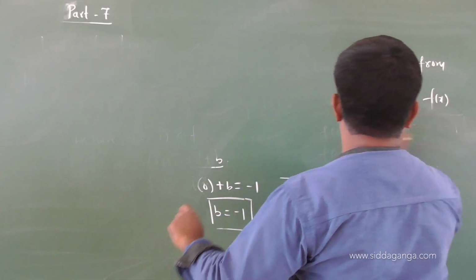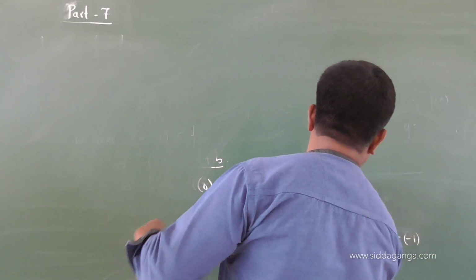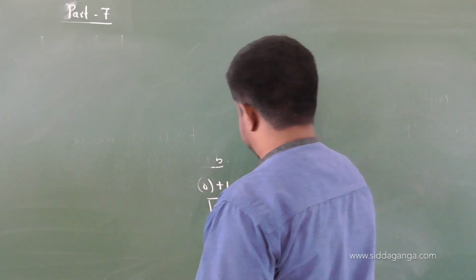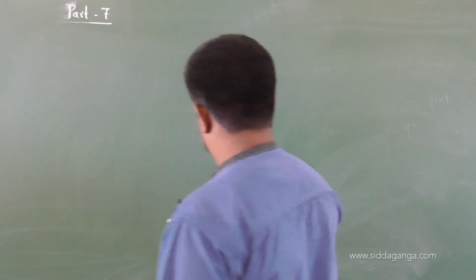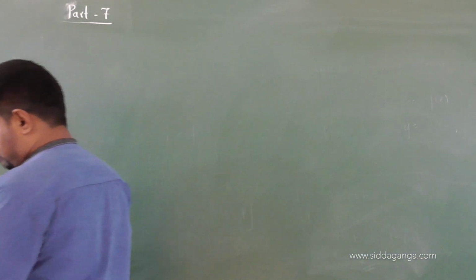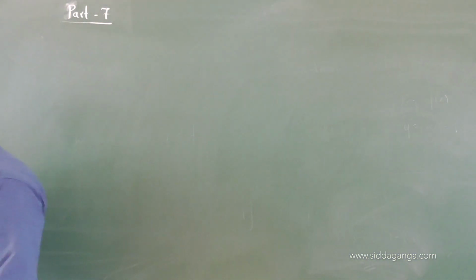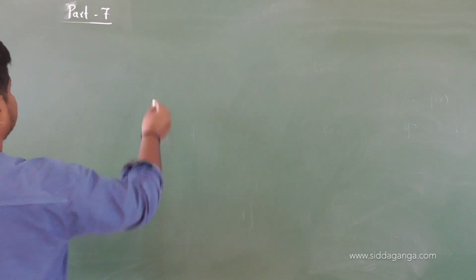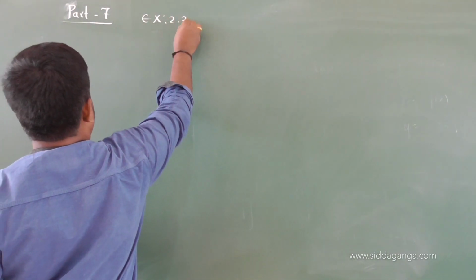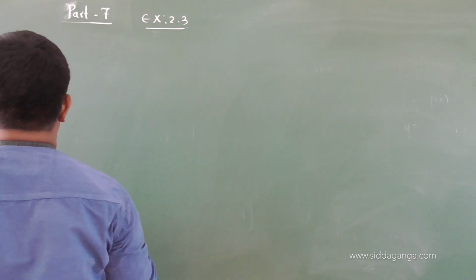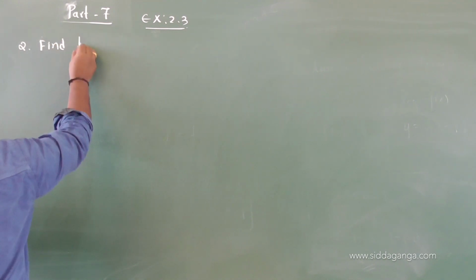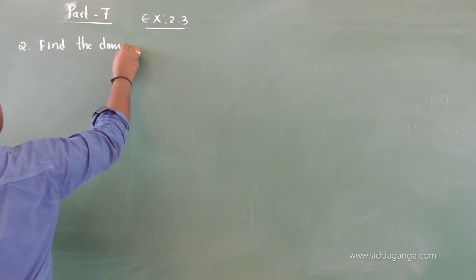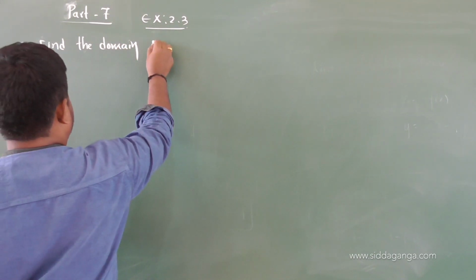Okay, now let us move on to the last exercise of this chapter, exercise 2.3. In this exercise we have discussed the first question while discussing the definition of a function. So let me move to the second question. Exercise 2.3, second question is like this. Find the domain and range.